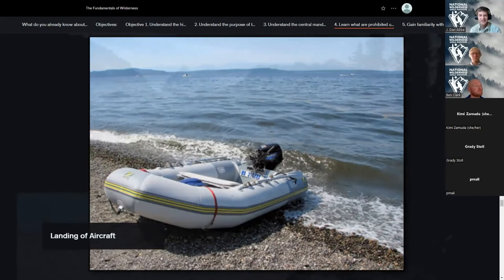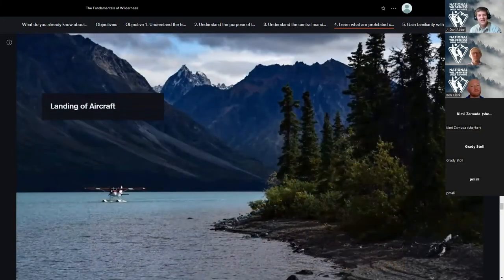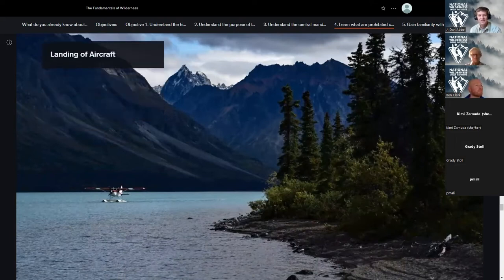Landing of aircraft. So this is a good one because landing of aircraft is prohibited according to the Wilderness Act, the 1964 Wilderness Act. And that includes delivering something by air. So if you're flying over wilderness and you throw a box of food to a friend that's camping, that's not allowed. So no landing aircraft.